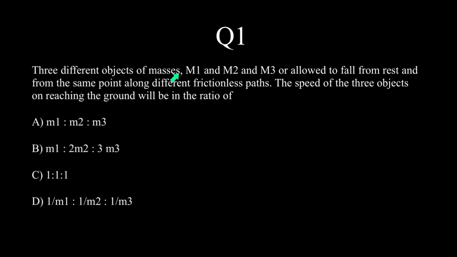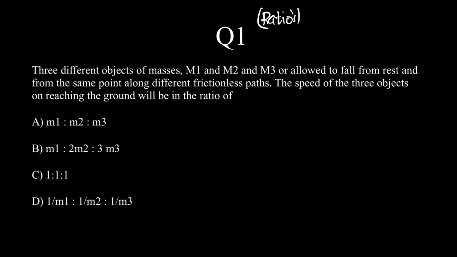Three different objects of masses m1, m2, and m3 are allowed to fall from rest from the same point along different frictionless paths. The speed of the three objects on reaching the ground will be in the ratio of. Okay, so let us try to understand the question. This complete playlist will be based on solving questions which are based on ratios. How to solve them? We'll see as we go through the playlist.